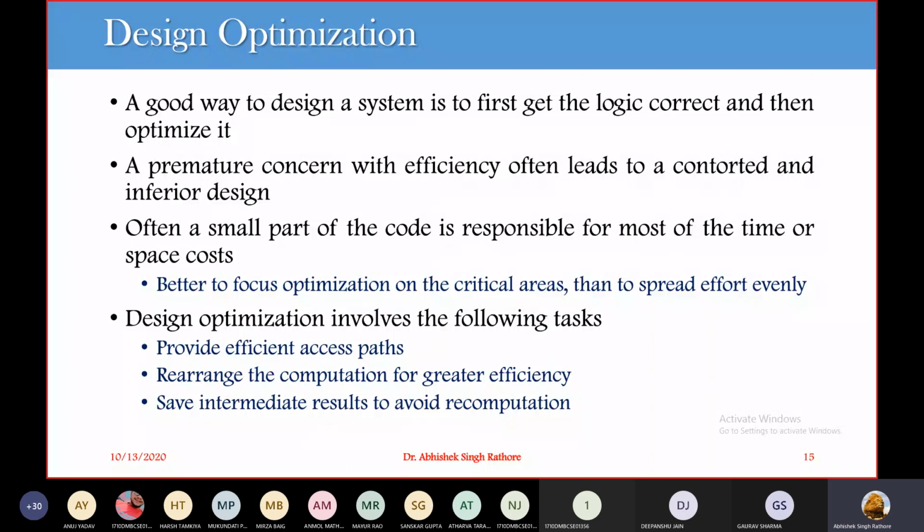In addition to that, we can say that a premature concern with efficiency often leads to contorted and inferior designs. So once we have some logic in place, then we can run our application, measure its performance, and then we'd like to fine tune it.